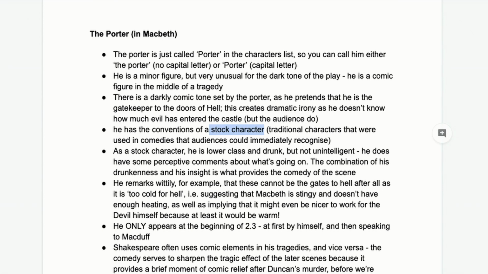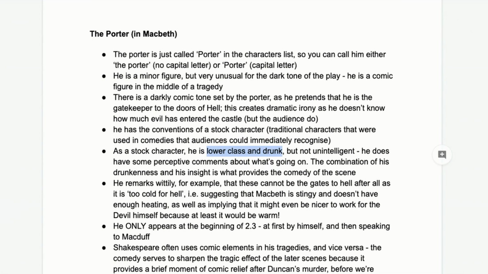So the audience would recognise him as a silly stock character figure who is meant to provide comedy, and be kind of surprised by that at the same time because they're watching a tragedy, they're not paying to watch a comedy. So as a stock character, he's a lower class drunkard type guy. He's the lowest position in the castle. He's just a kind of servant.